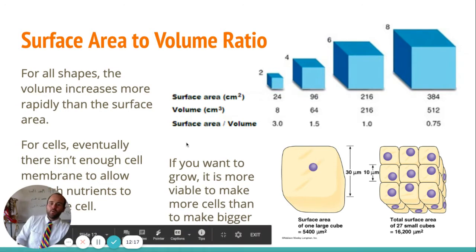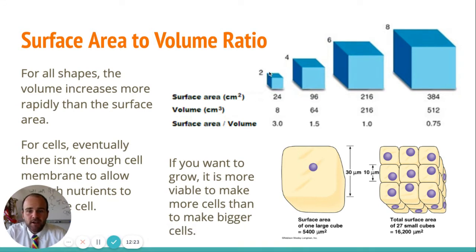So we can see that here, where in this cube, if every side has a length of 2 centimeters, our surface area is 24 square centimeters, and our volume is 8. Remember, you just add up the area of all the sides to get 24, and the volume, 2 times 2 times 2, is going to give us 8. So that gives us a surface area to volume ratio of 3. Now, if we go up to side length 4, 4 times 4 times 6 is going to get us 96, whereas 4 times 4 times 4 is going to get us 64. So now that ratio is 1.5.